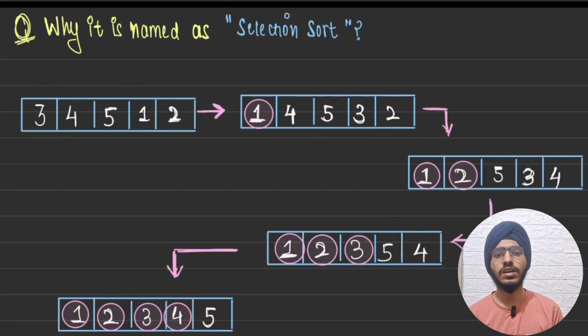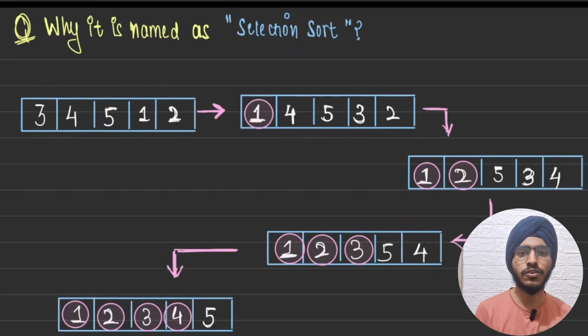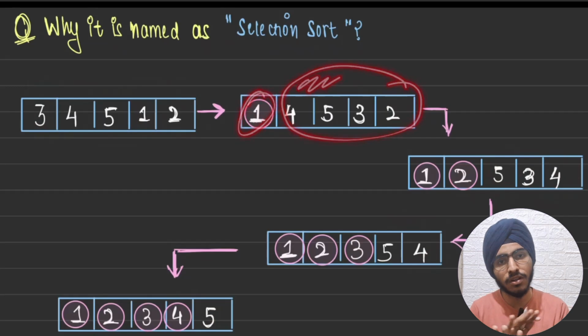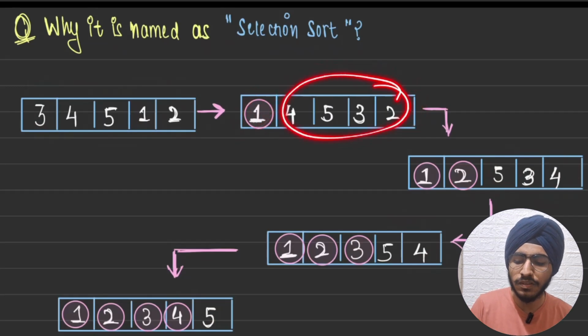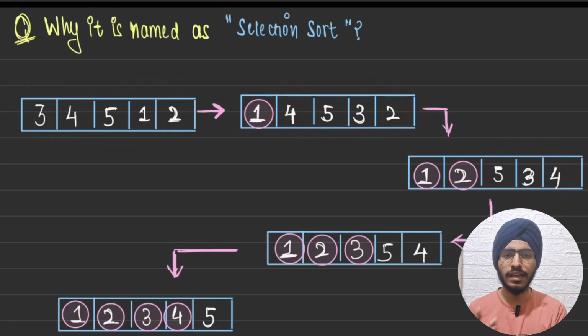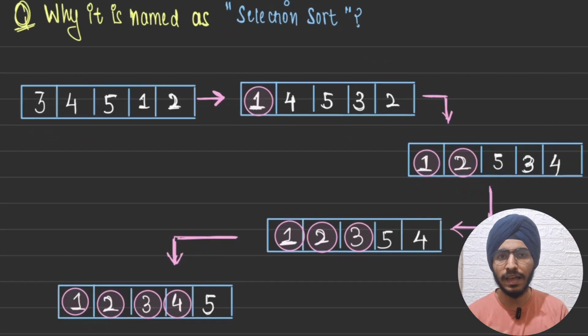Selection sort is like we are selecting the minimum element out of the remaining array and keeping it at first position. Now when we are keeping it at first position, the remaining elements will be considered because the first is already at the correct position. Similarly, out of these, 2 will come here. Now these 2 are at their correct position, right? So that's why it is named selection sort, because we are selecting the minimum element and keeping it at first. I think now it's clear why it is named selection sort, right?